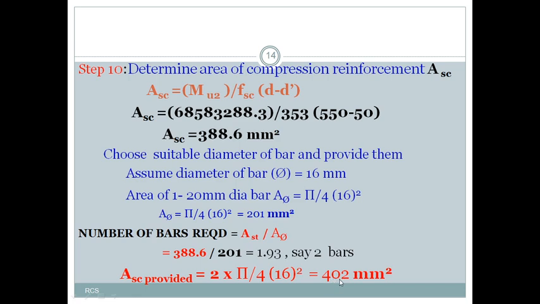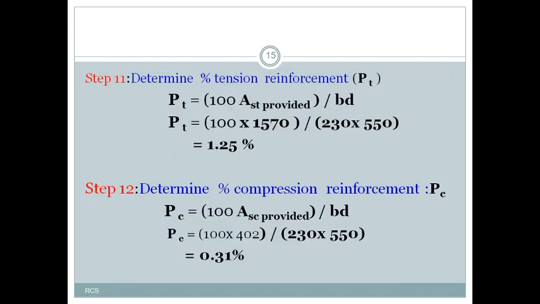So after obtaining AST and ASC, we have to check for the maximum area of tension reinforcement and compression reinforcement provided in the section. Before that, we have to calculate the percentage of tensile reinforcement and the percentage of compression reinforcement. Say the percentage of tensile reinforcement in a doubly reinforced beam is PT, that equals 100 AST provided by B into d. 100 AST provided is 1570, which we have already calculated corresponding to 5 bars of 20 mm diameter, by 230 into 550. 230 is the B and small d is 550. Then I got the percentage of tensile reinforcement as 1.25%.